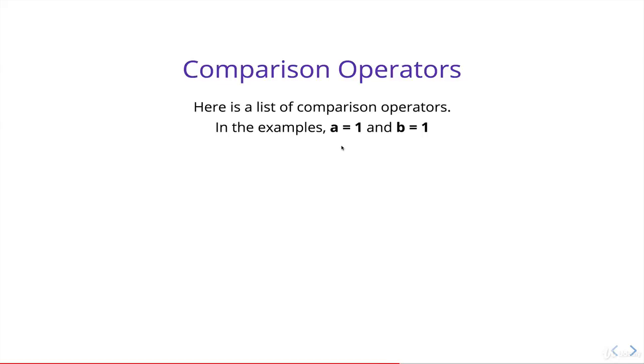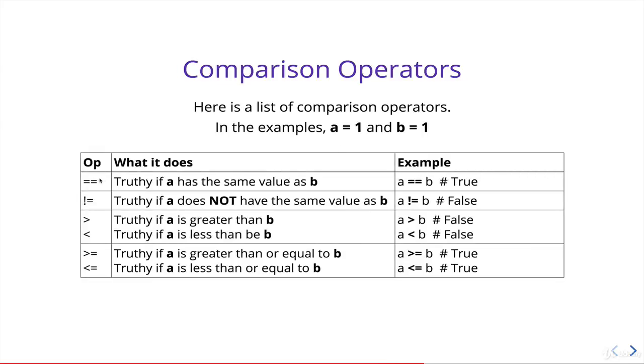So comparison operators allow us to compare two pieces of data, and we've already seen one example, the equality operator, which is two equal signs. Remember, one equal sign will actually assign a variable, so we don't want to be doing that inside an if. So we want two equal signs, and that will be truthy. It will return true if A is equal to B, if they have the same value. In this little table I made, you can put 1 in for A and 1 in for B. So 1 equals 1, that's true.